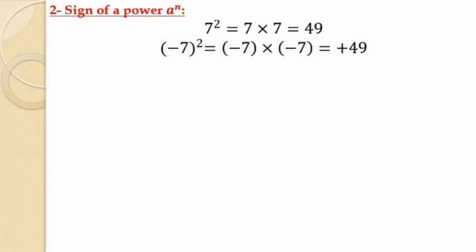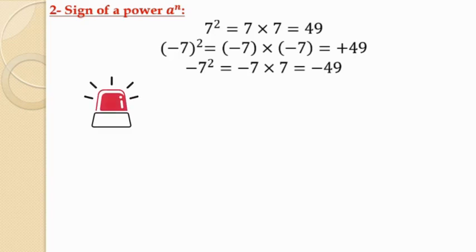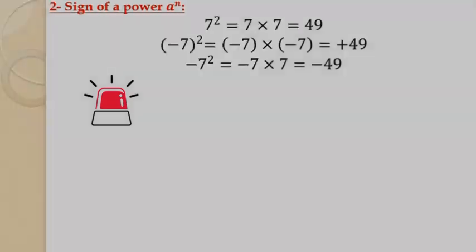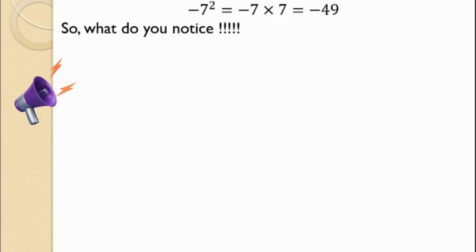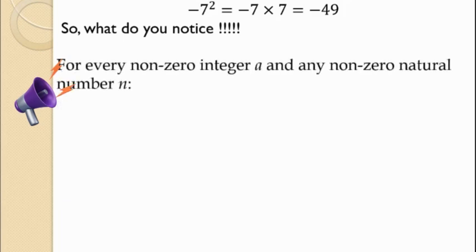If inside the bracket there's minus 7, all to the power 2, this means minus 7 multiplied by itself. Minus 7 times minus 7, minus and minus gives plus, 7 times 7 is 49. But if I have the minus outside without a bracket, then it doesn't belong to the 7. I keep the minus written aside and I write 7 to the power 2 is 7 times 7 which is 49, and the minus stays outside. How do I differentiate between them? I need to see if it is inside the bracket or not.